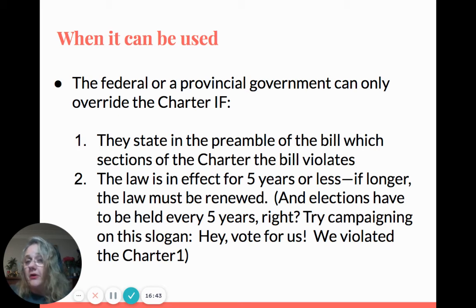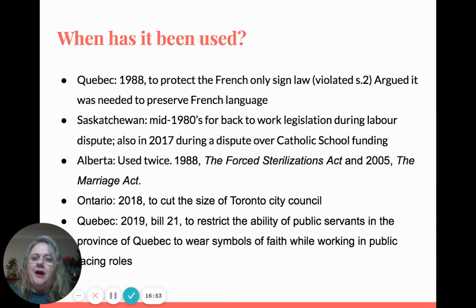So it's very rare that it's used at all. It's kind of weird when it's used. And there's been a couple of times where governments used it and then it turned out they didn't need to. So the first time that it was used, of course, was in Quebec to protect the French-only sign law that violated freedom of expression. And their argument was that it was needed to preserve the French language. Interesting, the violation happened. It went for 5 years, and then a new government came in and they didn't renew the law. It was used in Saskatchewan in the mid-1980s for some back-to-work legislation, and then that was really embarrassing because when they went to the Supreme Court, they were like, yeah, you didn't need to use the notwithstanding clause for this, whatever. They also used it in a dispute over Catholic school funding.